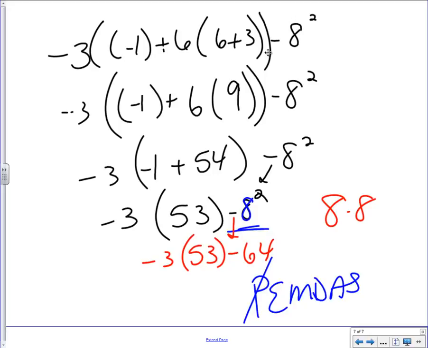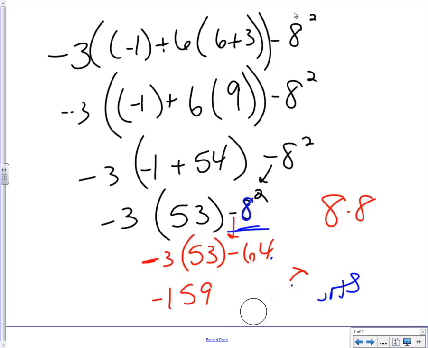Okay, we're at the multiply stage, which is going to be 3 times 53, which is going to be a -159, because signs are different, so the answer is always negative. Bring down the -64. It's a subtraction problem, so I need to change the sign. So change it to add, change the sign of the one that follows. So now I have -159 plus a -64.